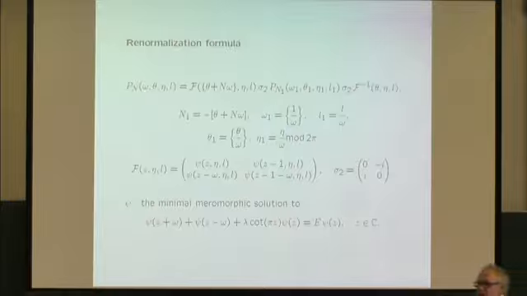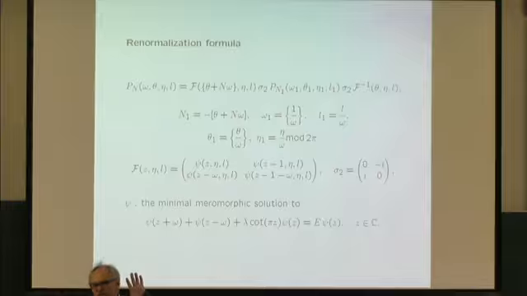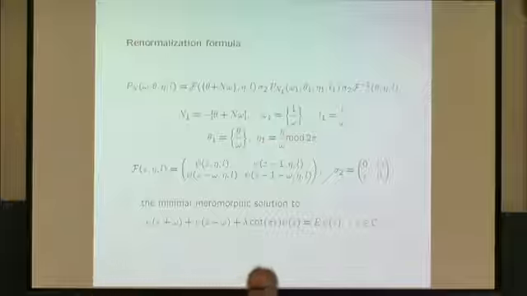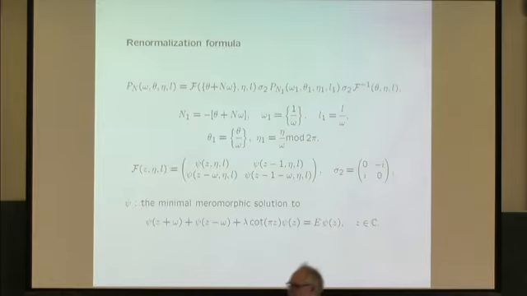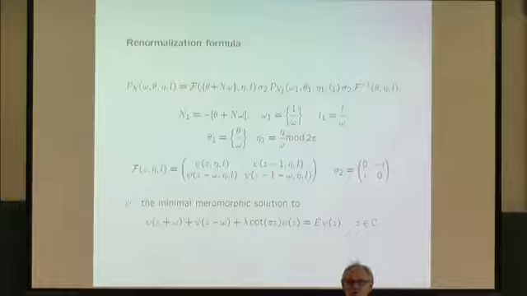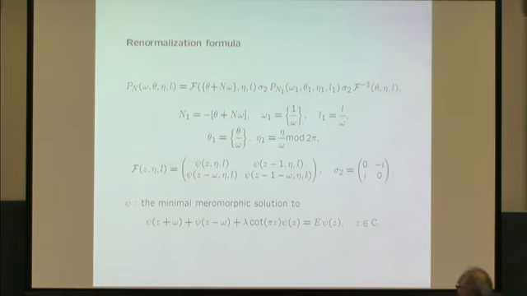What does it mean, minimal meromorphic solution? I shall explain it in detail, but roughly it's a solution with the slowest possible growth when the imaginary part of z tends to plus infinity and to minus infinity. There is only one, up to a constant factor, if omega is real. It's unique up to a constant factor.